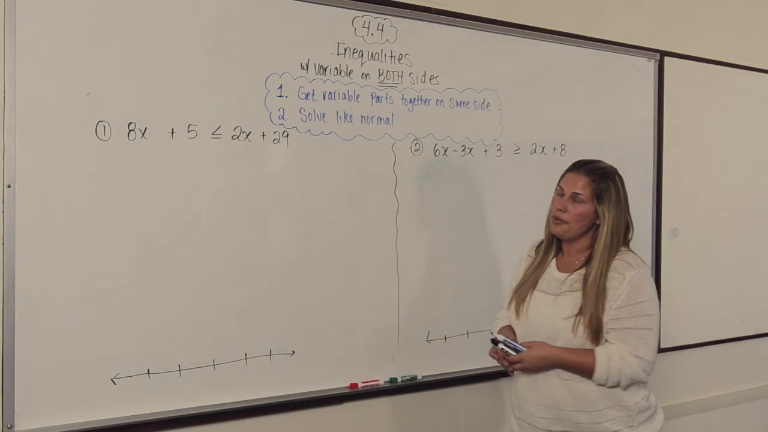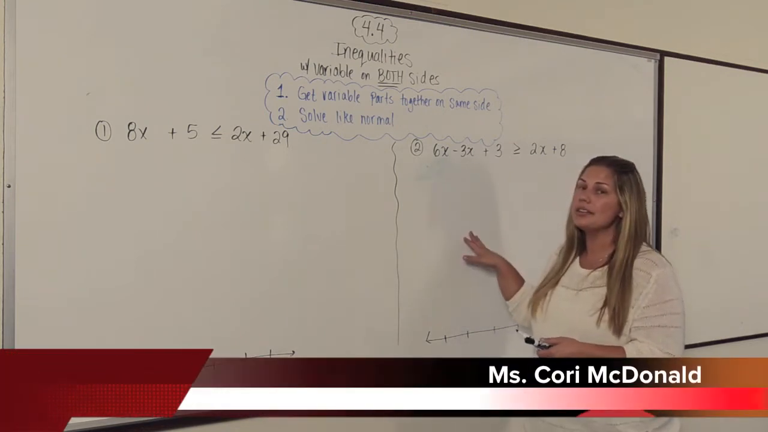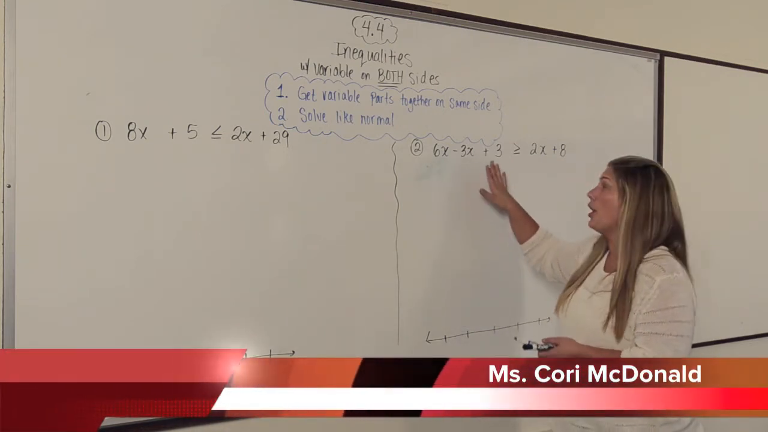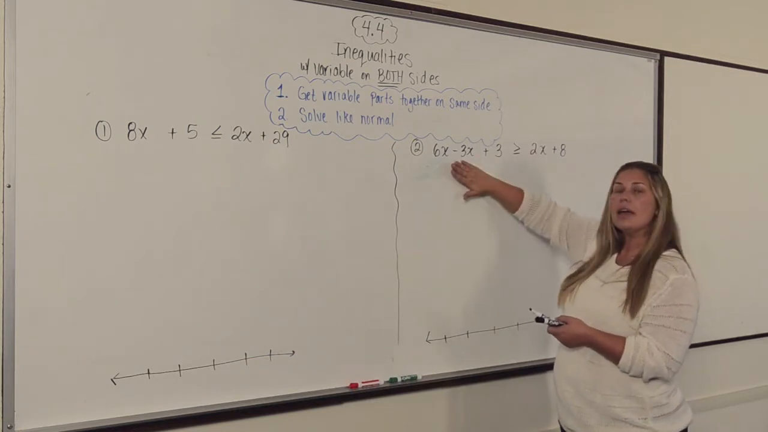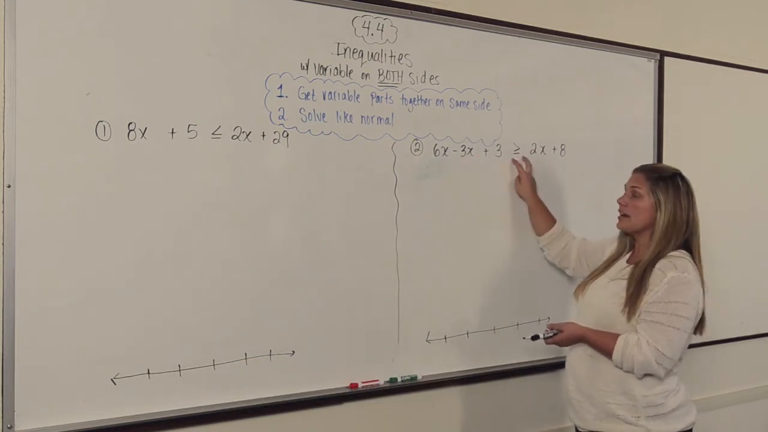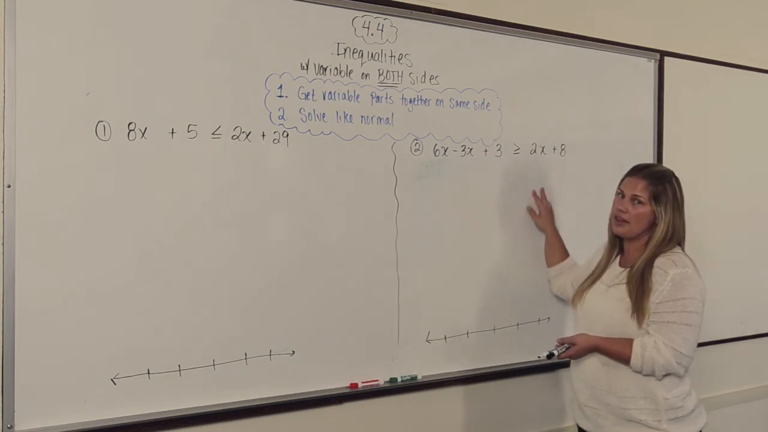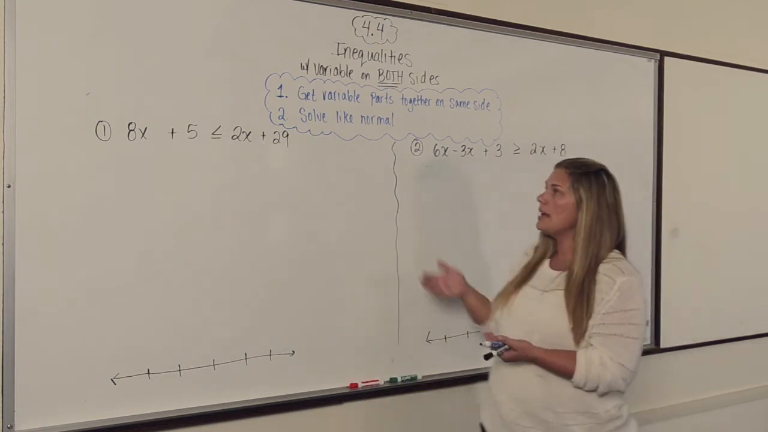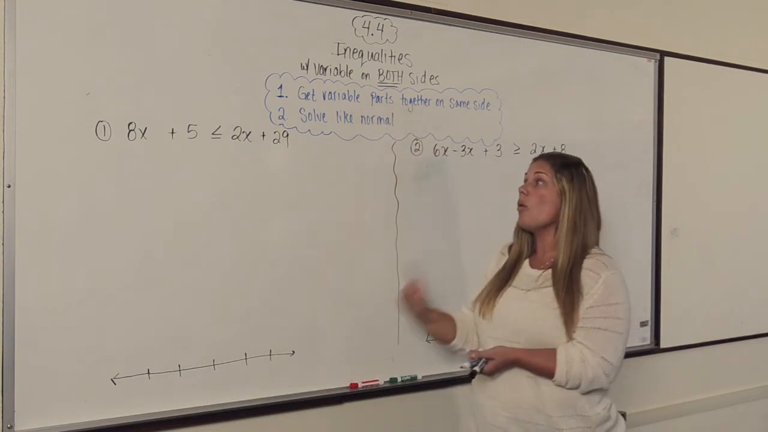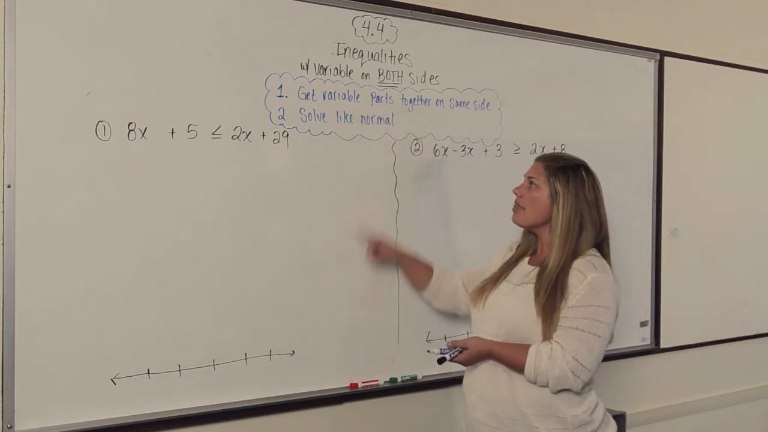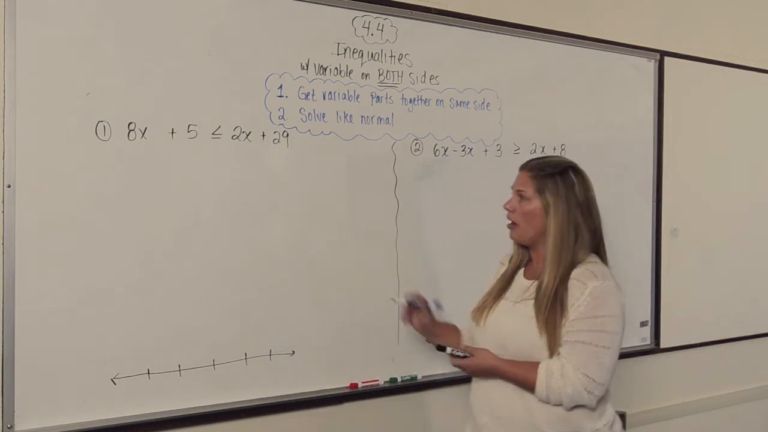So the last step with inequalities is when we have those inequalities when the variable is on both sides of the inequality. So not only will I have the variable on the left side of that inequality sign, I'm also going to have it on the right. So my steps to solve this is we have to get those variable parts together on one side, and then we can just solve like a normal inequality.